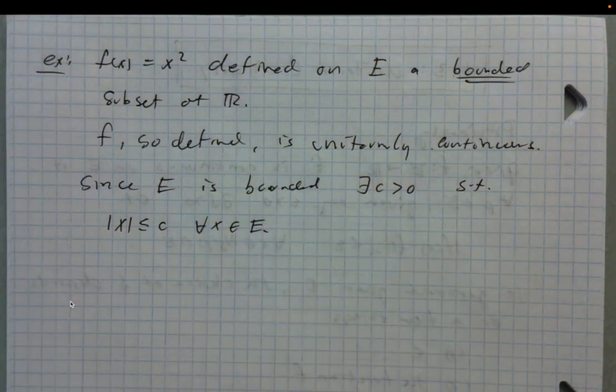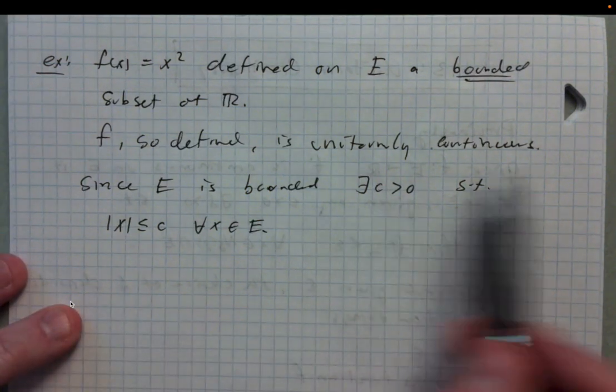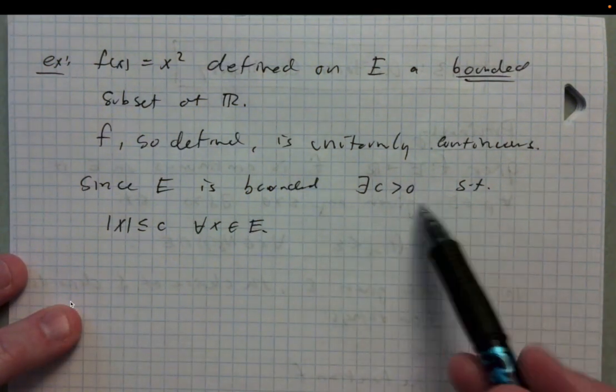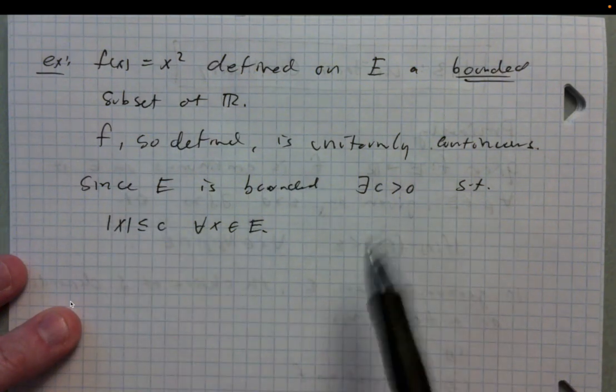That just means your domain is bounded, right? If the interval under consideration is negative 1 million to positive 1 million, then this C could be 1,000,001, for example. Simple, right? So E is bounded. There exists some positive number C such that the absolute value of x is less than or equal to C for all x in E.